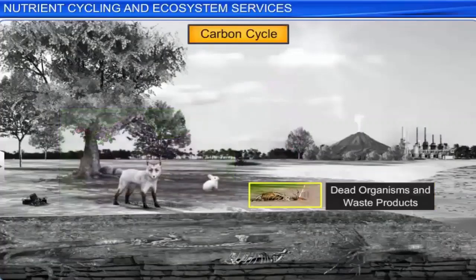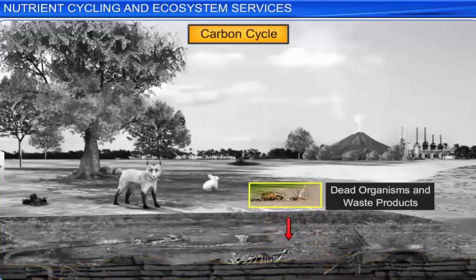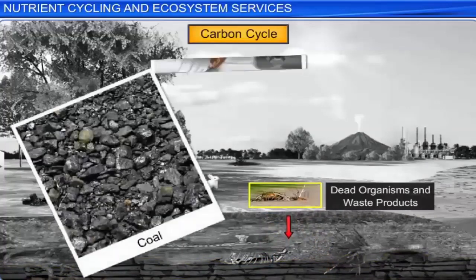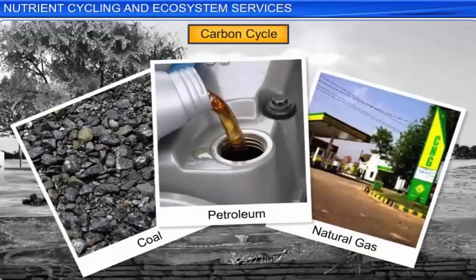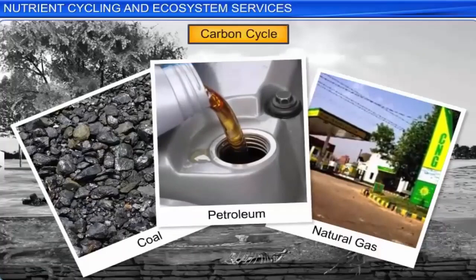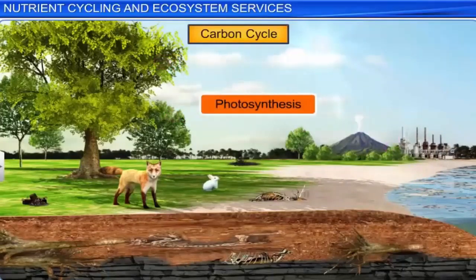Furthermore, the carbon in some dead organic matter is eliminated from active circulation as it remains buried, forming sediments, which, with the passage of time, form fossil fuels like coal, petroleum, and natural gas, and these too, when burnt, release carbon dioxide back into the atmosphere. Once again, the carbon dioxide present in the atmosphere is used by plants during the process of photosynthesis, thereby completing the carbon cycle.